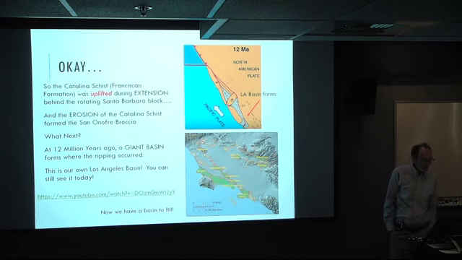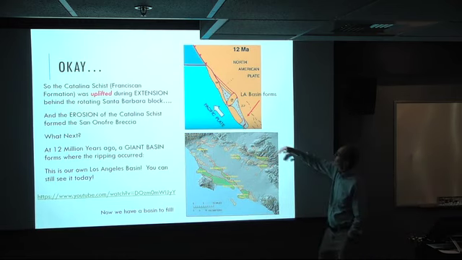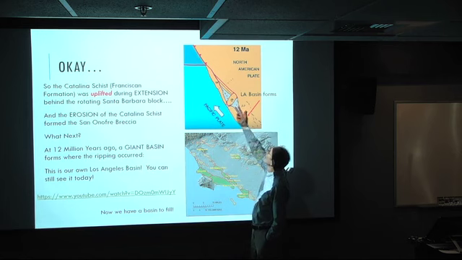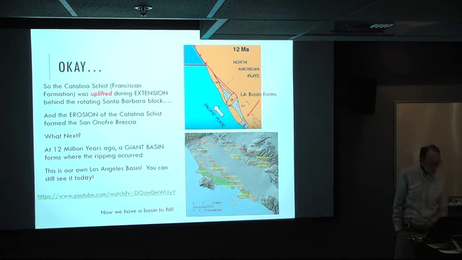Okay, so the Catalina schist, Franciscan Formation, was uplifted during extension behind the rotating Santa Barbara block. So here's the rotating Santa Barbara block bringing up the Catalina schist. And the erosion of the Catalina schist formed the San Onofre breccia, right?